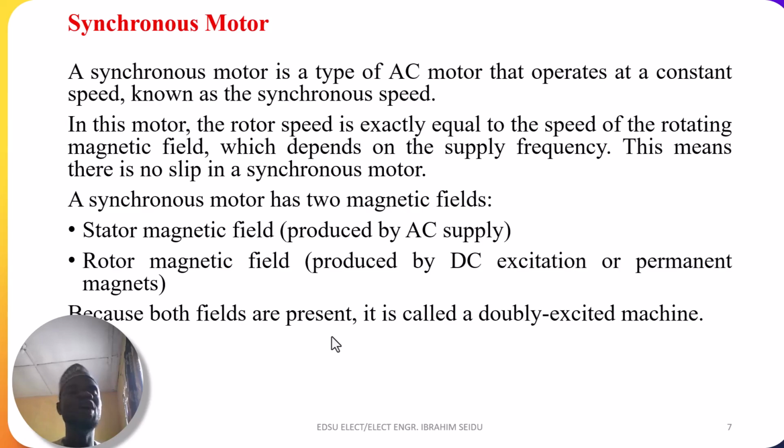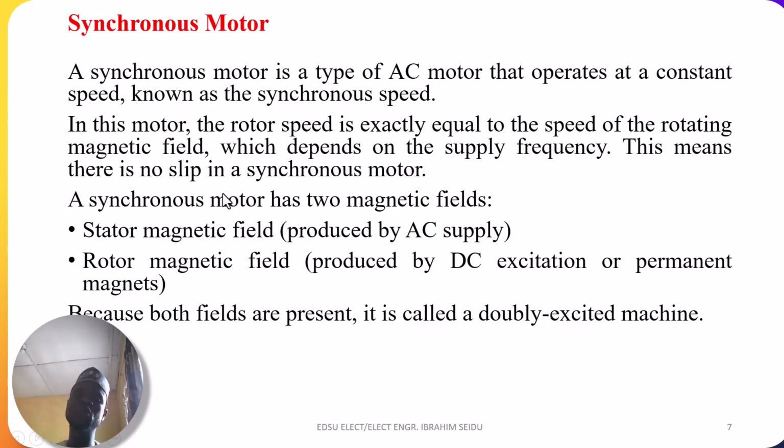Now let's discuss the synchronous motor. What is a synchronous motor? A synchronous motor is a type of AC motor that operates at a constant speed known as the synchronous speed, right? It means in this motor, the speed is exactly equal to the speed of the rotating magnetic field, which means the speed of the magnetic field is the same as the rotor speed, because this kind of motor does not have slip.